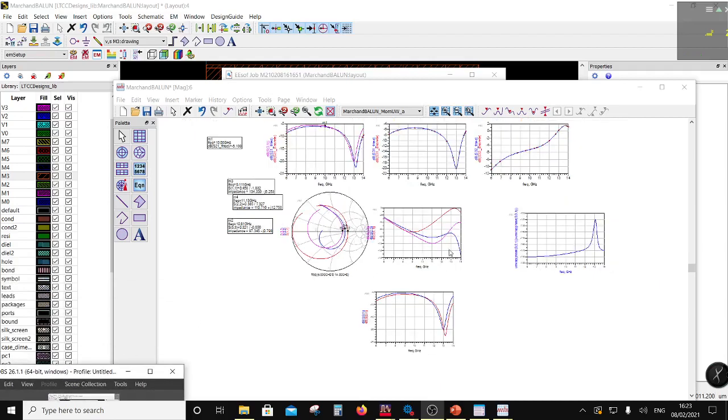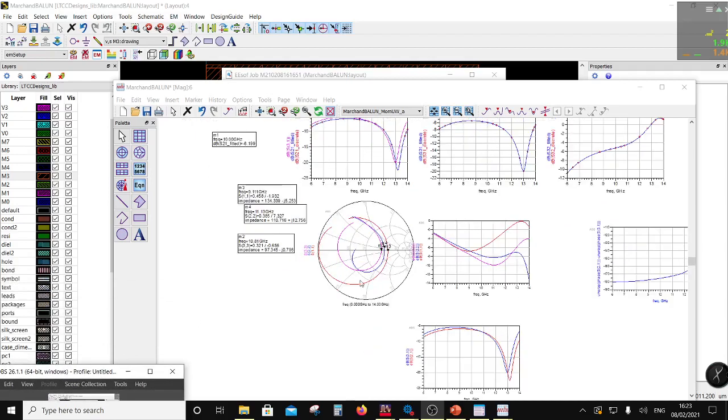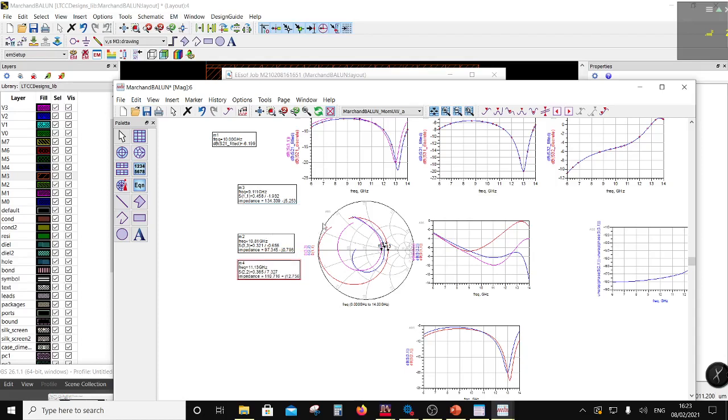Okay, so we are done with the simulation, right? Now what I have here is S11, S22, S33. Now these are not matched to 50, right? Now what I'm going to try to do is, okay, M3 and M4. These are on the 2 output ports.